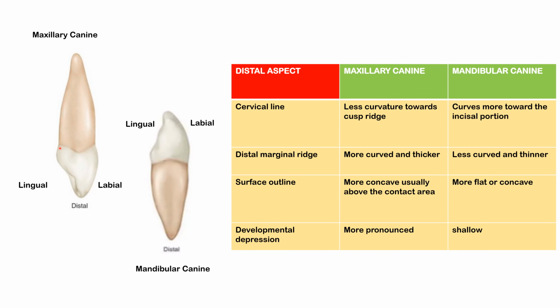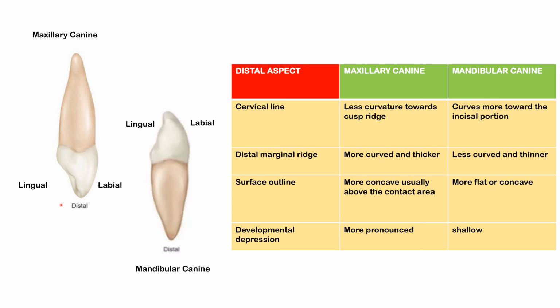Now, talking about the distal aspect differences between the maxillary and the mandibular canine, the cervical line in the maxillary canine shows less curvature towards the cusp ridge, whereas in the mandibular canine, the cervical line curves more towards the incisal portion. In the maxillary canine, the distal marginal ridge is more curved and thicker, whereas it is less curved and thinner in the mandibular canine.